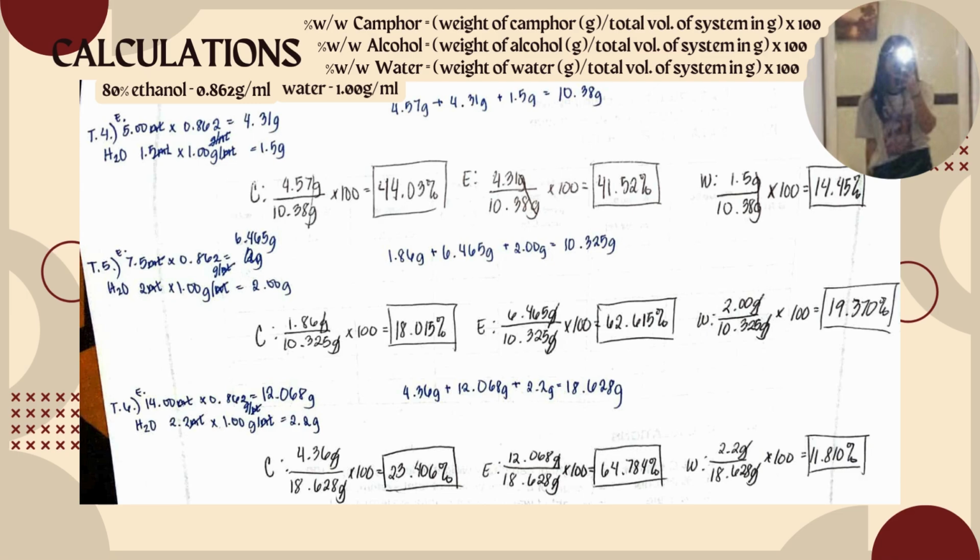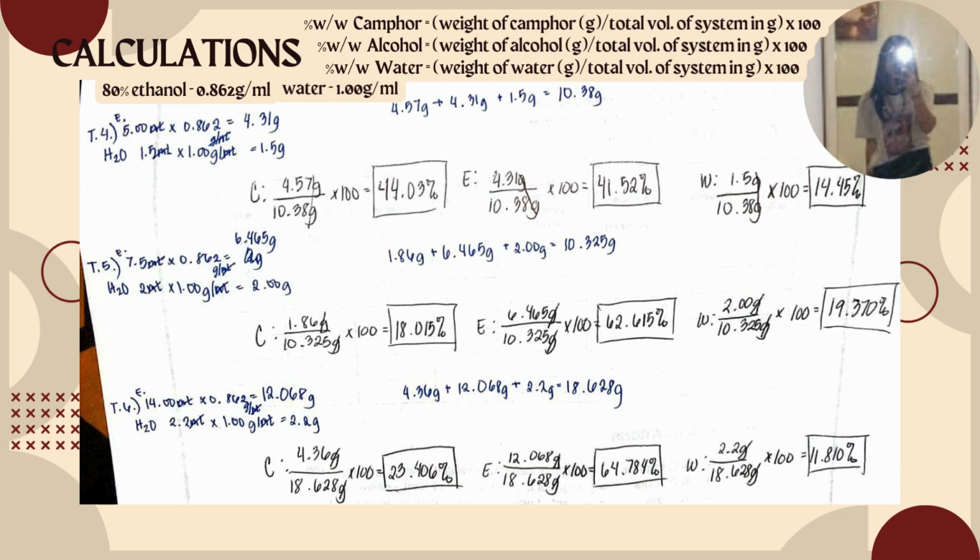And for the ethanol or alcohol percentage weight in weight, we have the formula: weight of alcohol in grams divided by the total volume of system in grams times 100. So we have 12.068 grams divided by 18.628 grams times 100. We have 64.784% weight in weight.